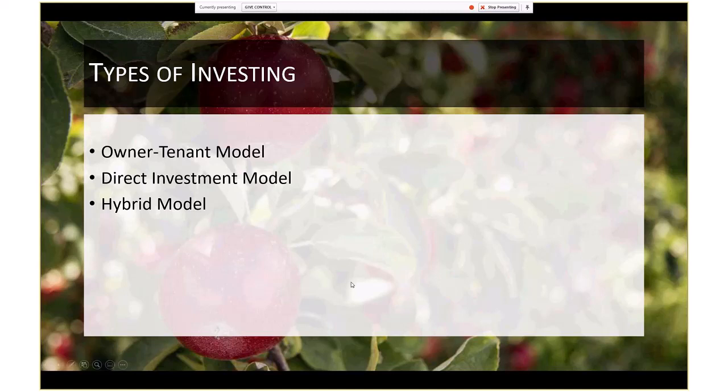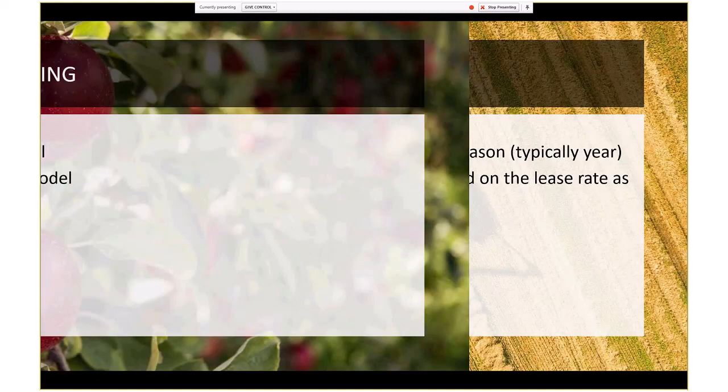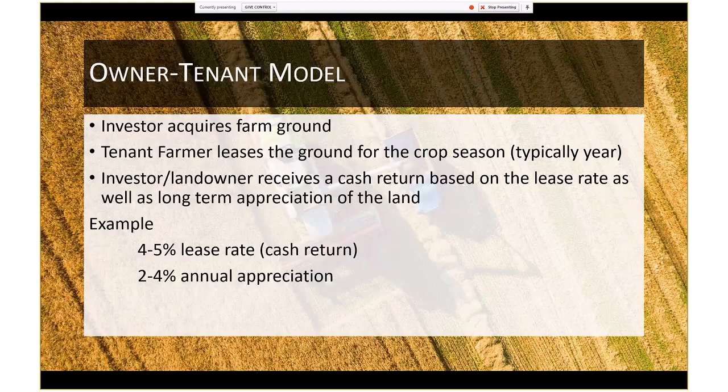So let's dive into these here. The owner-tenant model is the most common. This has historically been the way that people have invested in agriculture. It's also the way that the majority of the funds in the agricultural REITs and even in a lot of the institutional portfolios are invested.